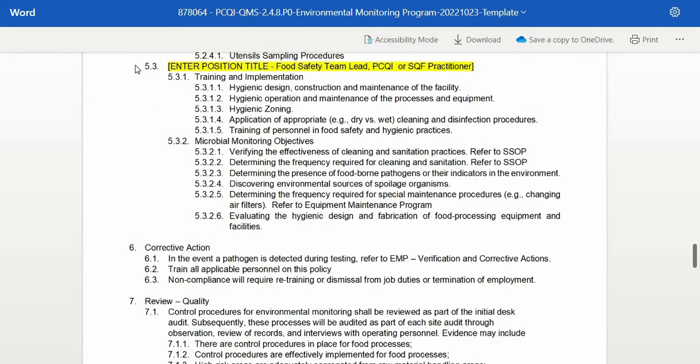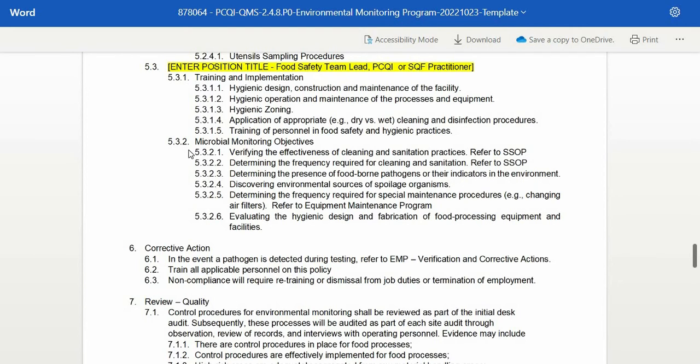For the food safety team lead, the PCQI or SQF practitioner, it includes training and implementation, such as hygienic design, construction, and maintenance of the facility, hygienic operation and maintenance of the processes and equipment, hygienic zoning, application of appropriate cleaning and disinfection procedures, and training of personnel in food safety and hygienic practices. It also includes microbial monitoring objectives such as verifying the effectiveness of cleaning and sanitation practices, which you may refer to as SSOP.